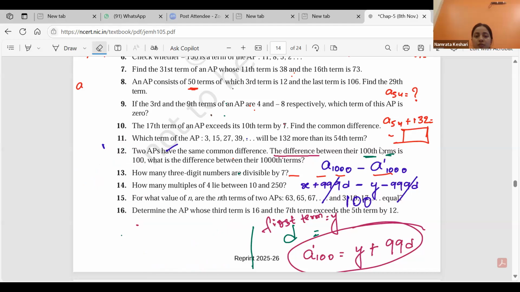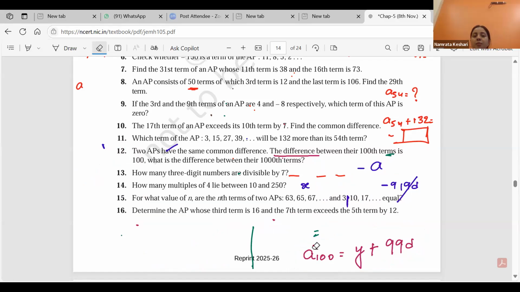Let's do the next one. Number 12, we are done. Okay. We'll be doing number 13 now. How many three-digit numbers are divisible by 7? Yes. Who will explain this?